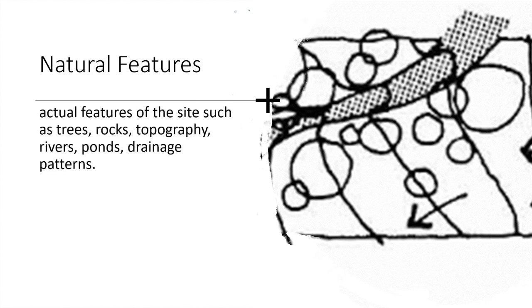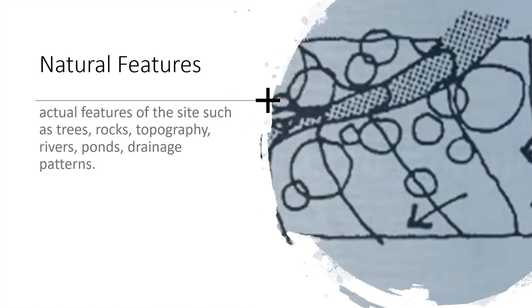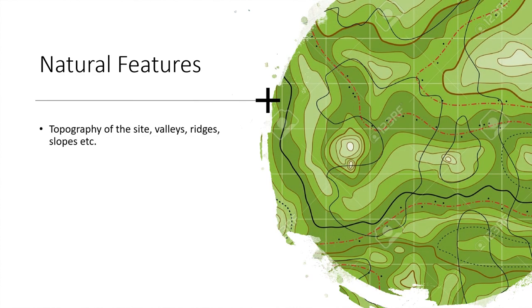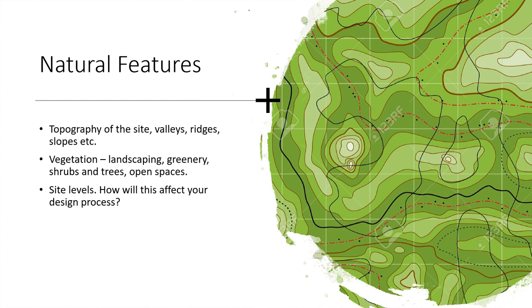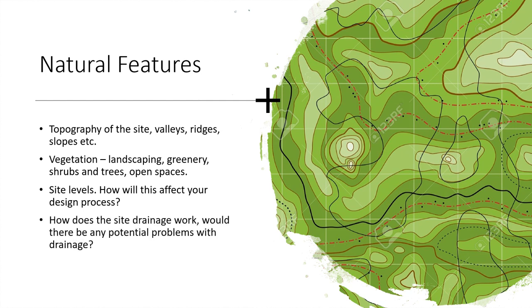Natural features are the actual features of the site, such as trees, rocks, the topography, rivers, ponds, drainage patterns, and anything else that is related to the environmental aspects, the physical environment. The topography of the site, including the valleys, the ridges, the slopes, are very important. Of course, the vegetation, the landscaping that's already there, greeneries, shrubs, trees, open spaces, the site levels, elevations within the site. How will this affect your design process? How does the site drainage work? Are you inside a valley? Are you on top of a hill, etc.? Of course, in terms of construction, you will also need to find out the different types of soil that you have.